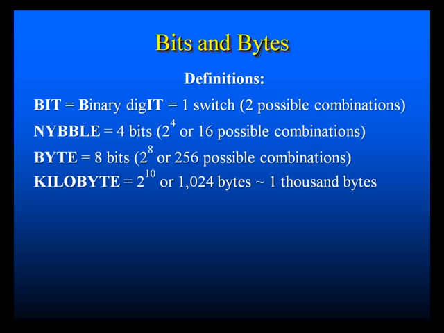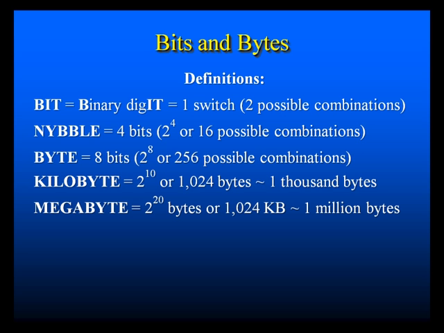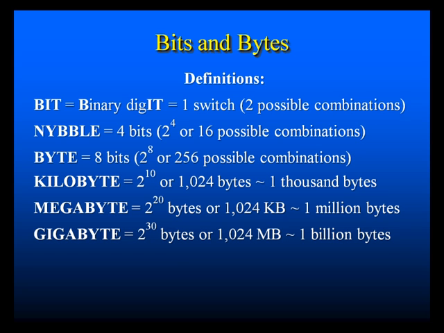For ballpark purposes, we'll say that's about 1,000 bytes. So a kilobyte, roughly speaking, is 1,000 bytes. If you go 2 to the 20th bytes, you've gone up another factor of 1,000. We're up to about 1,000,000 bytes. That's called a megabyte. Do it again, another 1,000th factor. We're up to 1,000,000,000 bytes, or what's effectively a gigabyte.